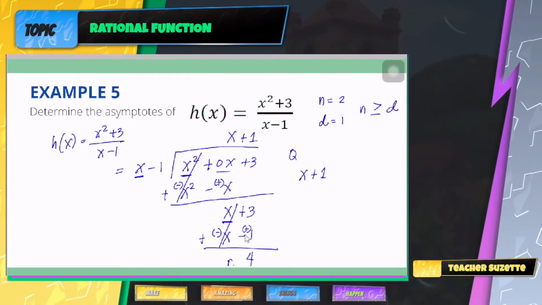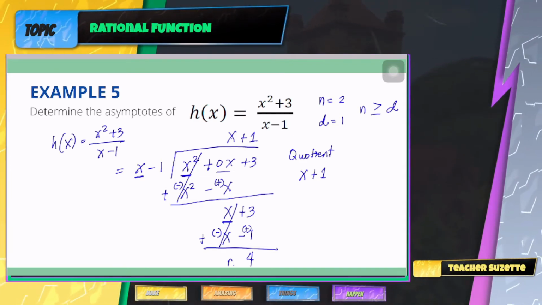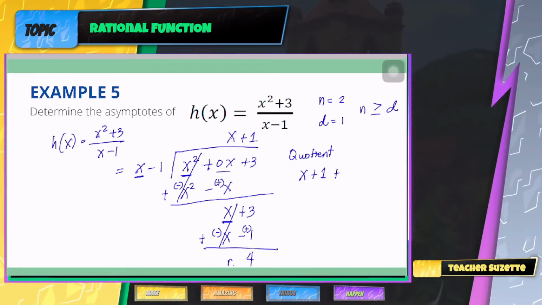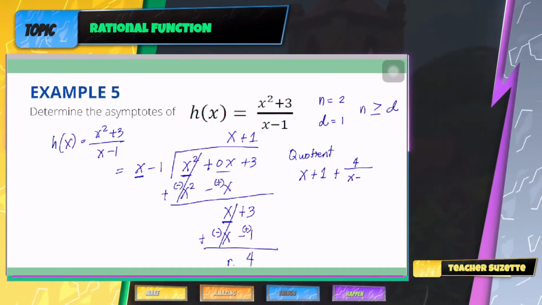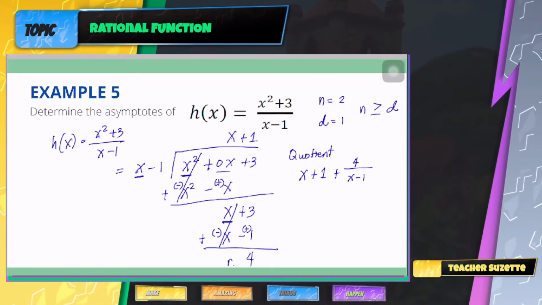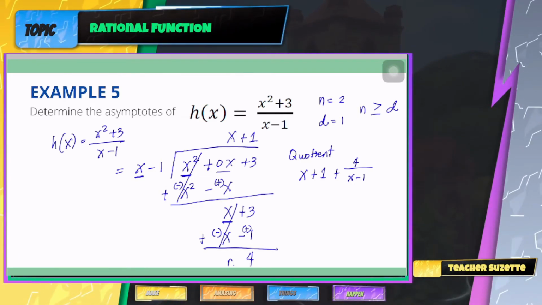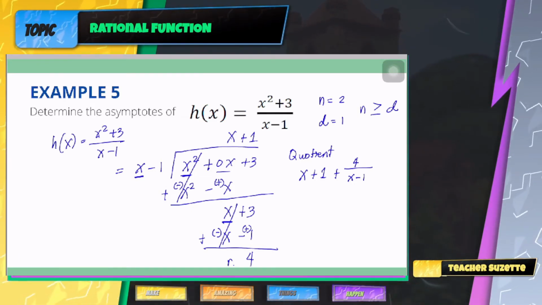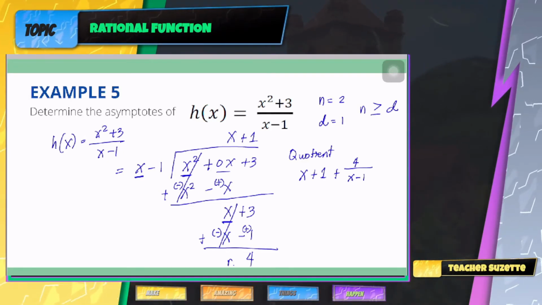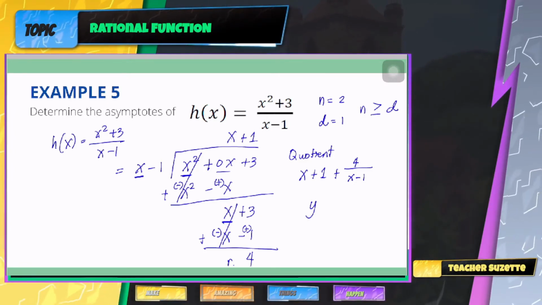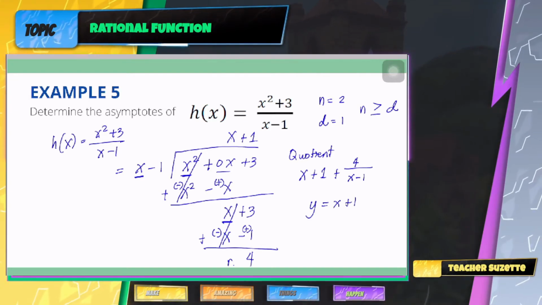Our quotient is x plus 1, plus our remainder 4 all over our divisor x minus 1. Then, what does it say? The line, we ignore our remainder. Then we equate our quotient to y. So therefore, our slant line is the graph of y equals x plus 1.